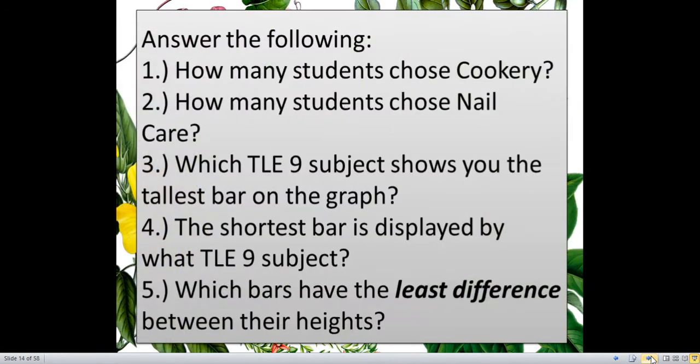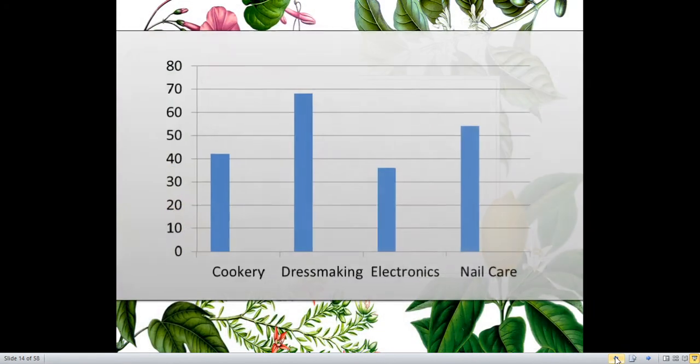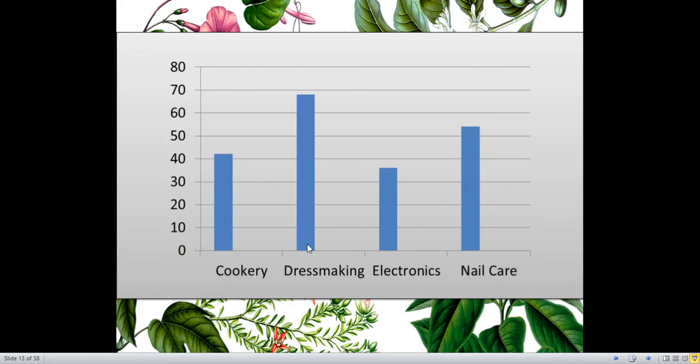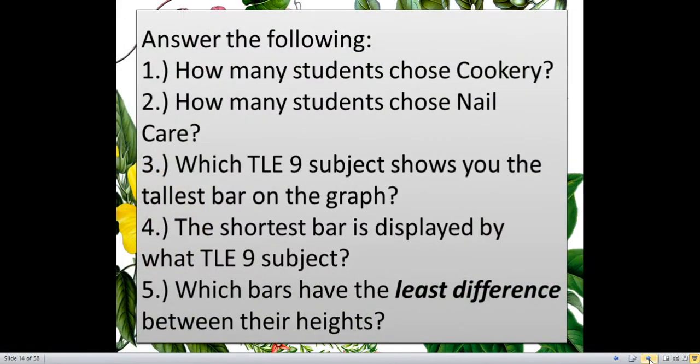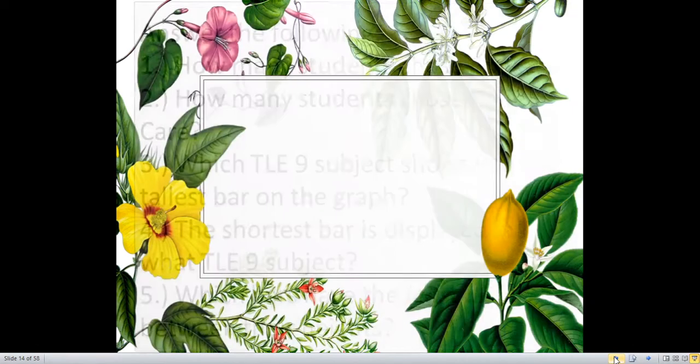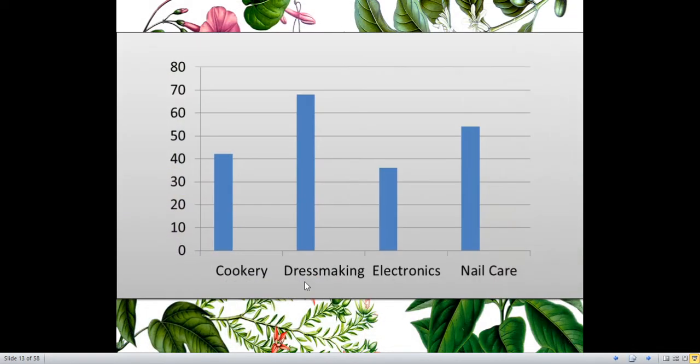Third question, which TLE 9 subject shows you the tallest bar on the graph? Tallest bar on the graph is dressmaking. For the fourth question, the shortest bar is displayed by what TLE 9 subject? So shortest bar is our electronics.